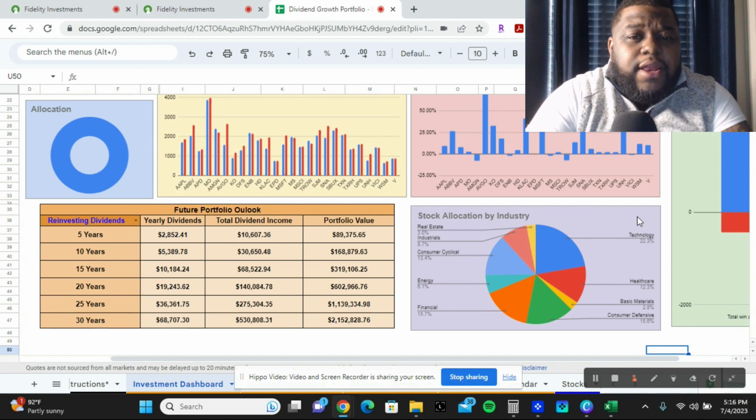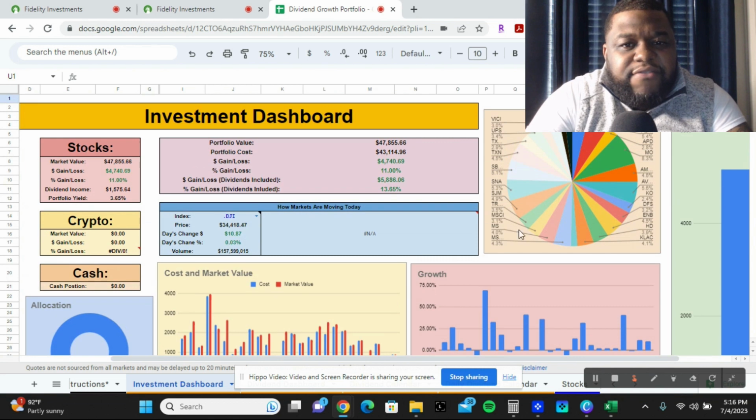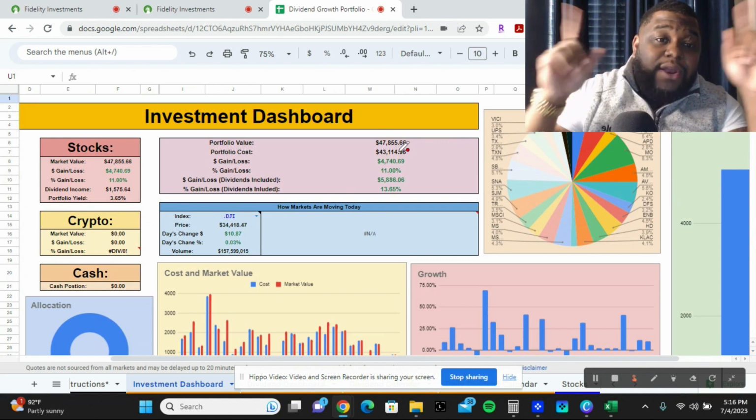So overall, I'm currently in the month of June, and I made over $150 in dividend income, passive income. This shows right here the different charts and the stock allocation of my dividend portfolio. I have a dividend portfolio balance of $47,855, and I plan on buying more.